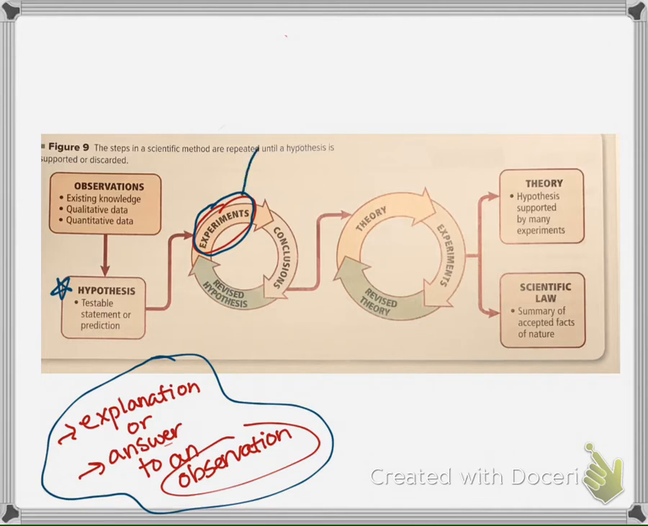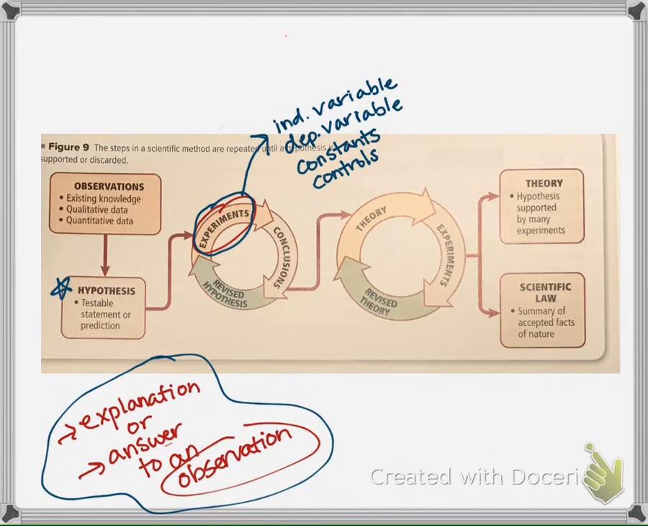An experiment is going to have several things involved in it. Experiments will have an independent variable. There will be a dependent variable. There will be constants, and there will be controls in this experiment. I'm going to take just a second to talk about what's an independent variable, what's a dependent variable, what's a constant, and what's a control.